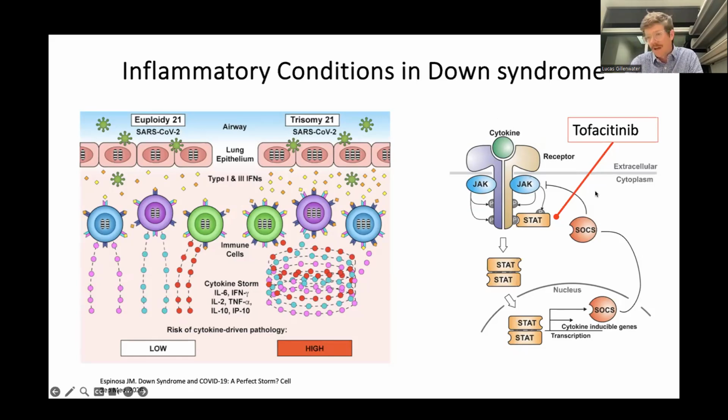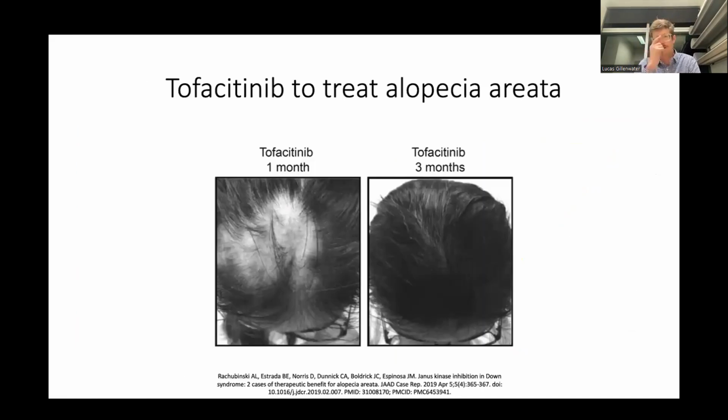We can block this production using a drug known as tofacitinib, which focuses on this particular protein called STAT1. And trials have been going on here on campus to understand how that would work in people with Down syndrome, because oftentimes in the past, people with Down syndrome have not been included in this research.